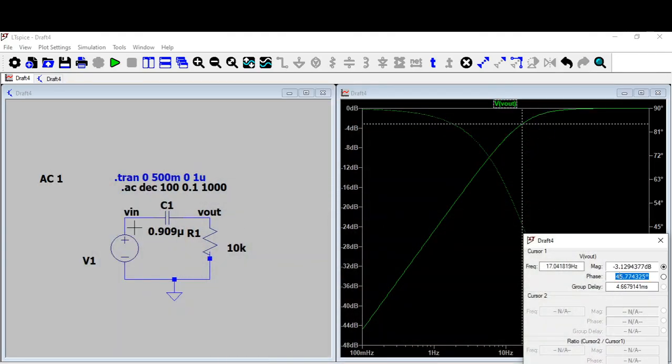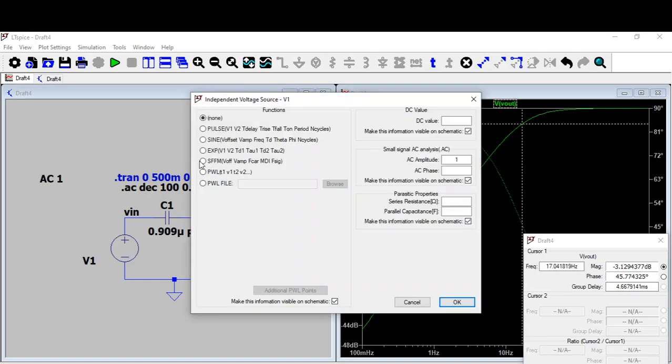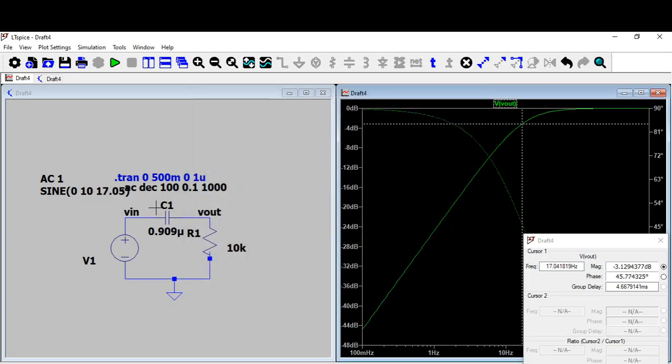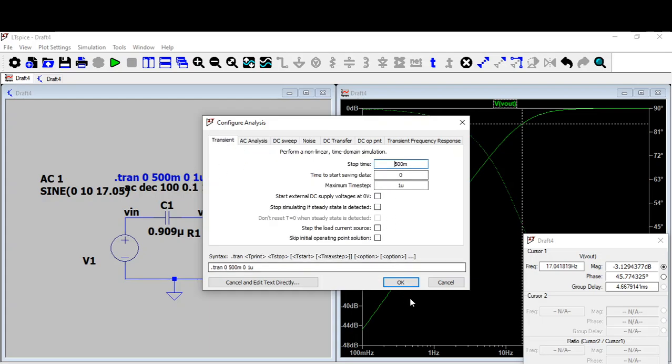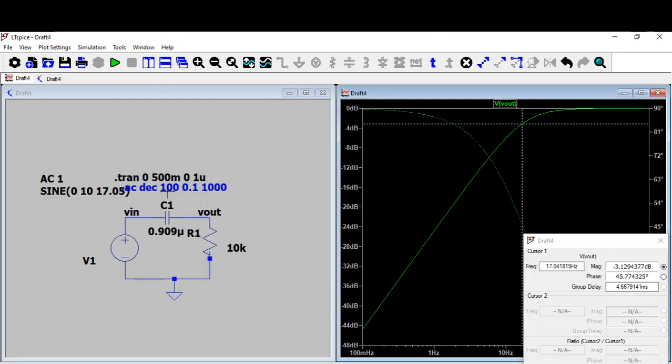If you want to see the waveforms, you have to replace this by a sine wave of magnitude 10 volt, and make it 17.05 hertz. If you do this and do the transient analysis, the analysis should be transient. Let me make this transient analysis. When this becomes blue, it's a text. If it is black, it will be a command. So blue is a text, placement of text is in blue color, so this is not used as a command. Now this is used as a command.